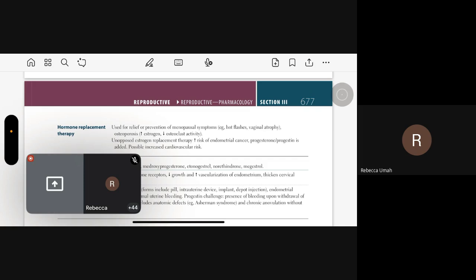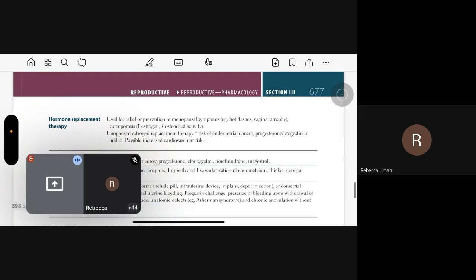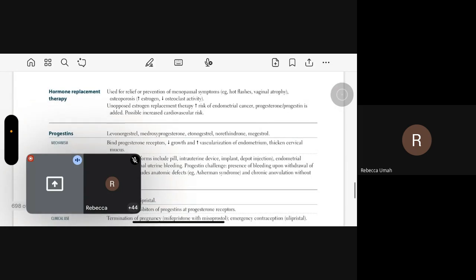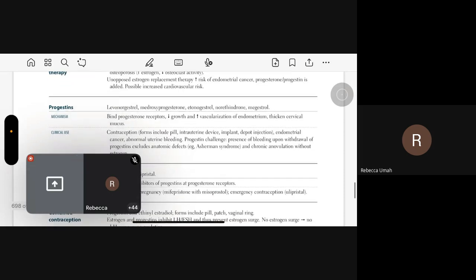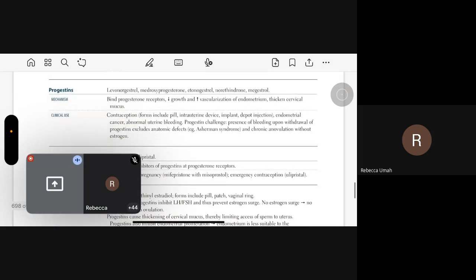Okay. So again, the same concept is repeated here: whenever unopposed estrogen replacement therapy is given, the risk of endometrial cancer will increase. So we add progesterone as well, and that progesterone will decrease the risk of endometrial cancer, right? So now let us move on to progestins, right?